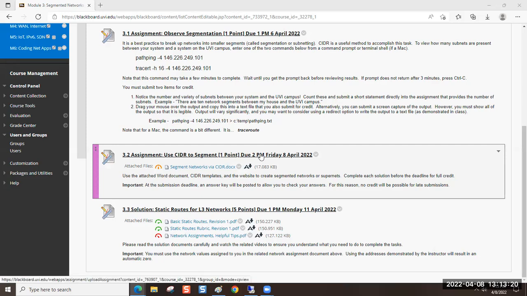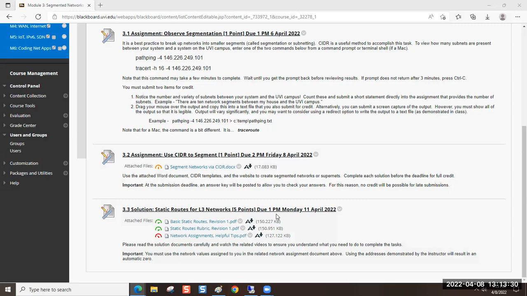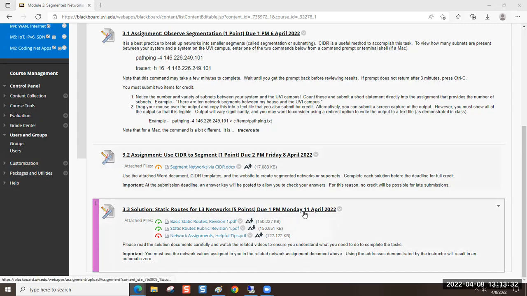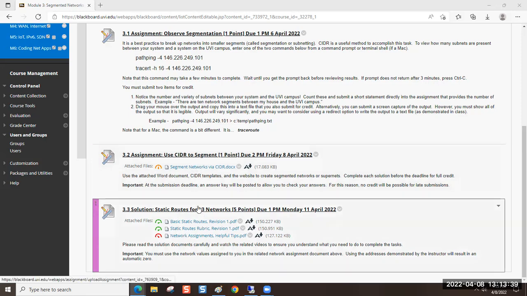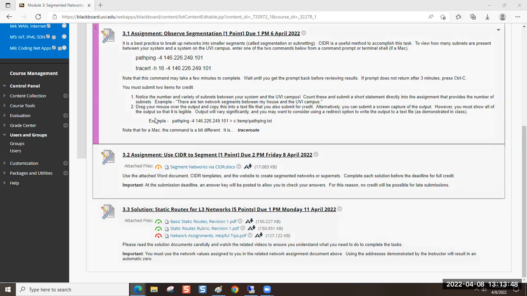This is due by 2 p.m. Friday. Now I'm going to go ahead and change this to 5 p.m. We'll give you to the end of the day. And then the solution, we're going to bump back to Monday, 1 p.m. What we'll do is walk through the specifics for each of these, the 3.2 assignment and the 3.3 solution before we take up IPv6. Were there any questions or issues yet with the 3.1 assignment?